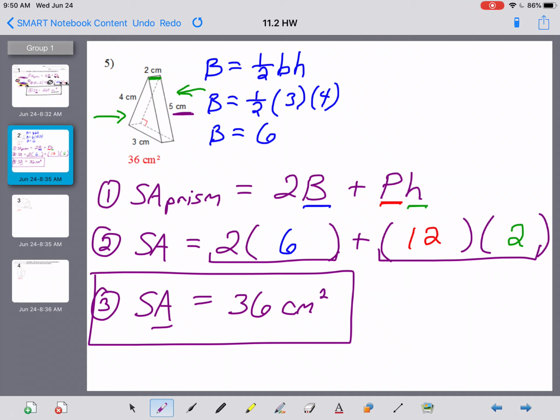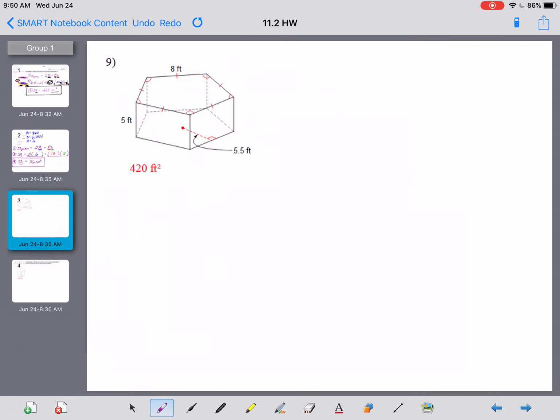So triangular prisms can be a little bit tricky. You've got to remember that the base isn't always on the bottom and the height isn't always measured up and down. All right, let's move on to number 9.